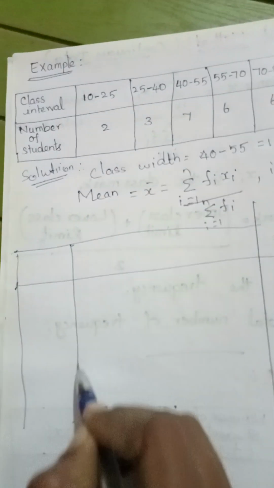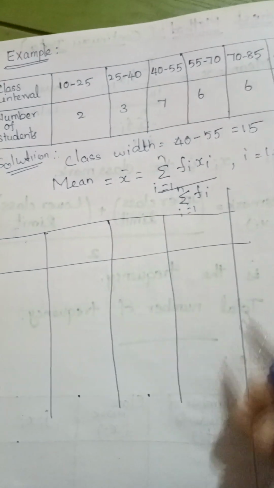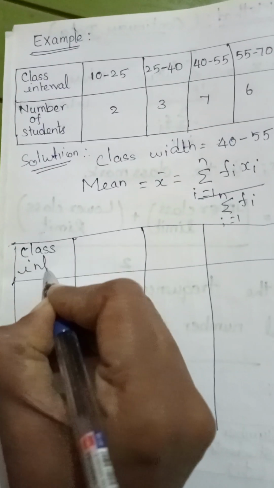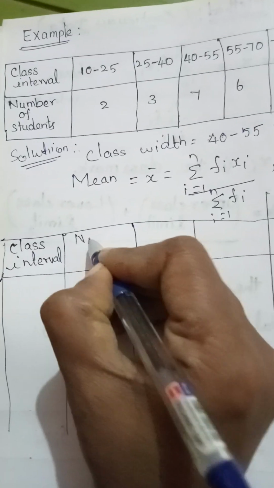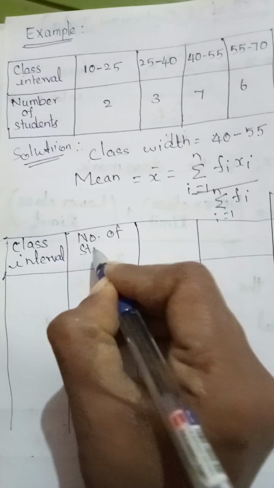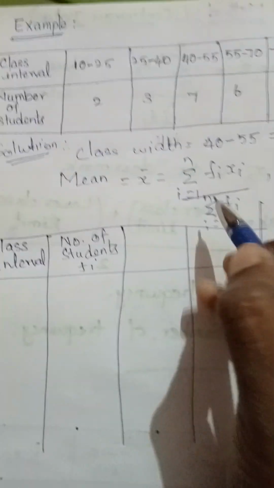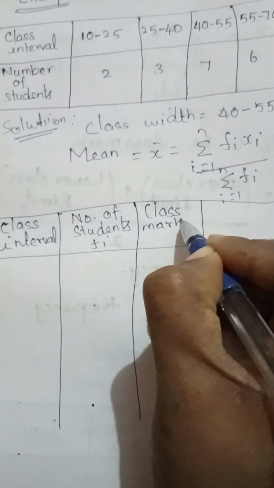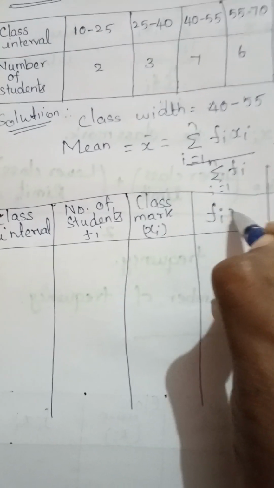First column, class interval; next, number of students; next, class mark xi; next, fi into xi.